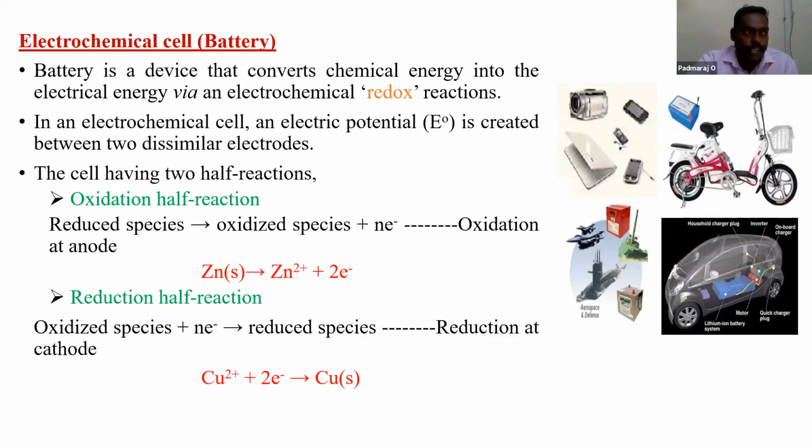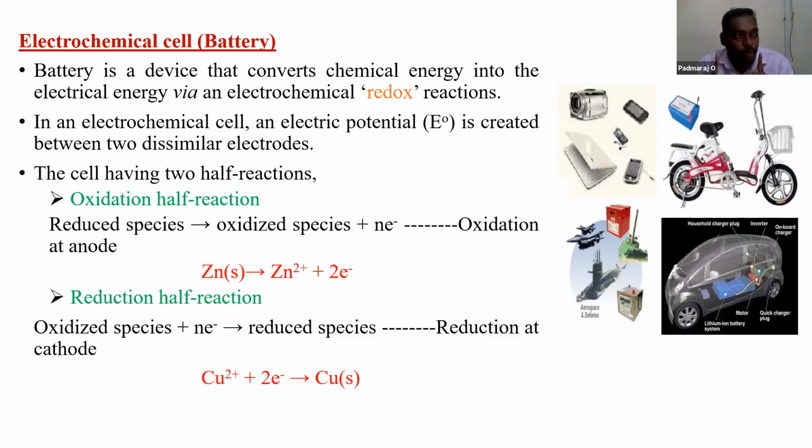What is a redox reaction? That is a reduction and oxidation reaction occurring between two dissimilar electrodes. Already I told you, in a cell, of the two electrodes one is the anode and one is the cathode. The two reactions, reduction and oxidation, occur at two different dissimilar electrodes. Clear? Okay. Now second, in an electrochemical cell, an electric potential E is created between the two dissimilar electrodes.